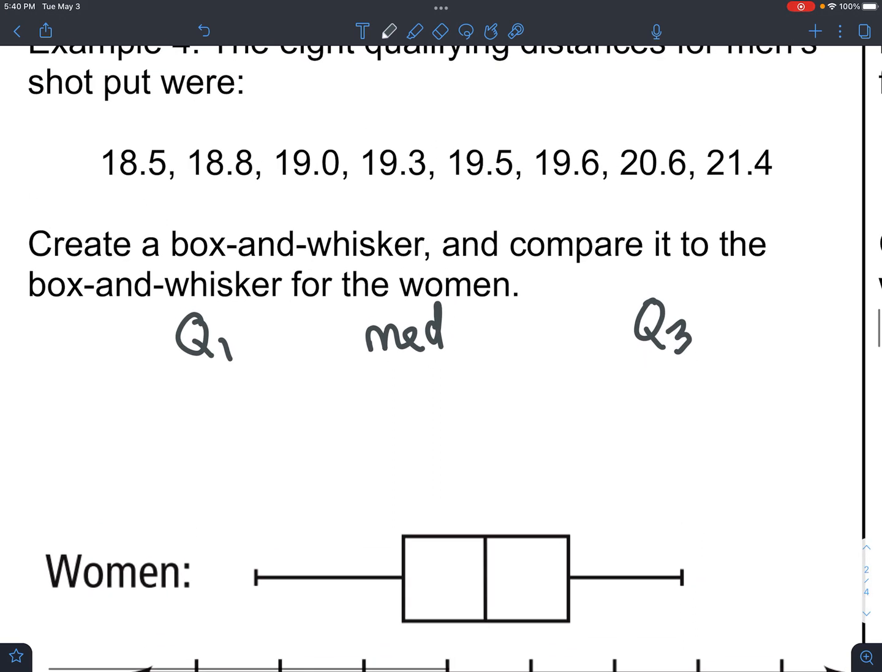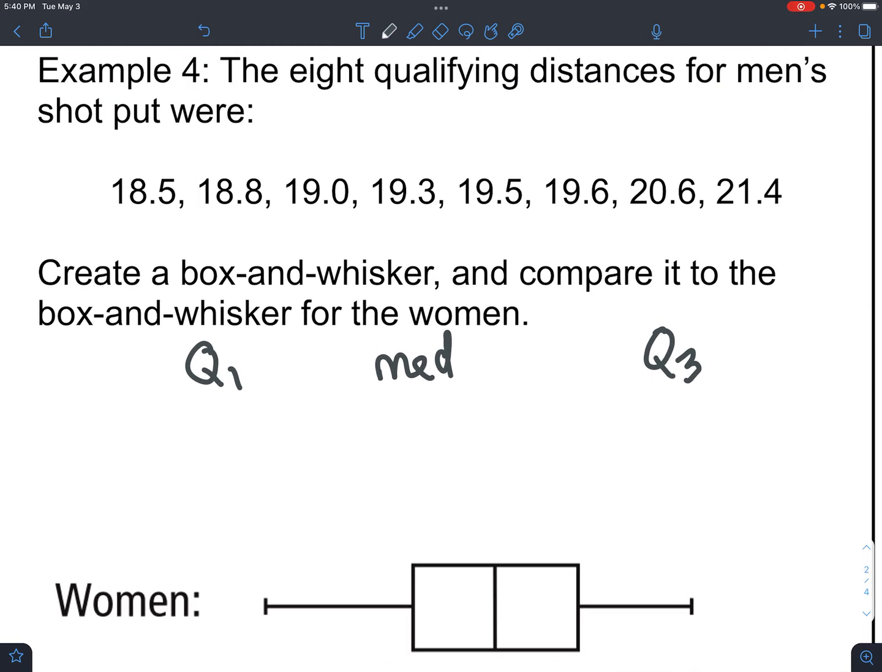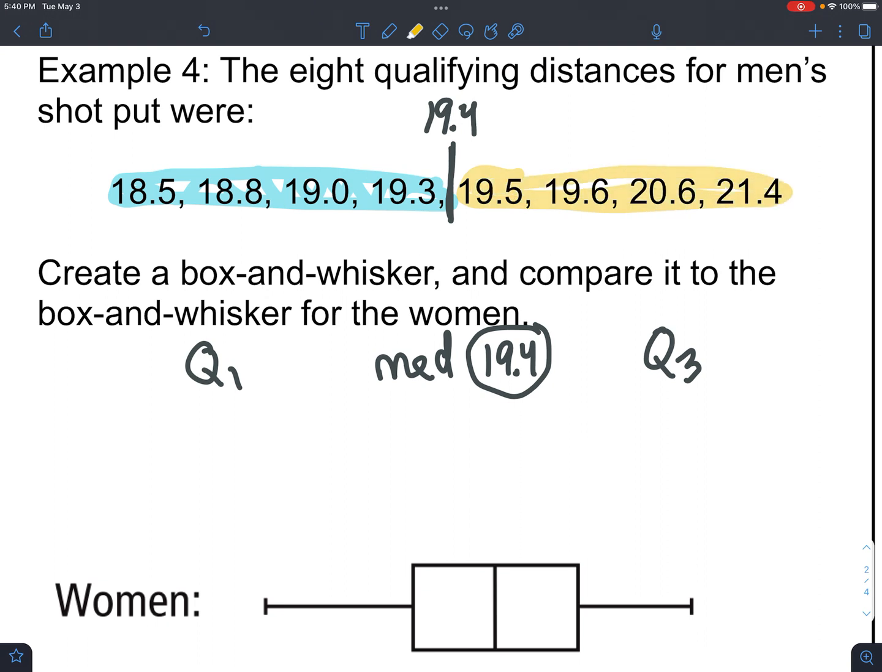So this time we have 8 data points. So it's a little awkward because the median would fall here, which means that it's at 19.4. And then we're left with a left side and a right side. So the top 50% and the bottom 50%. And it's 4 numbers again. So we don't have a number to circle. Instead, this is going to be Q1 and this is going to be Q3.